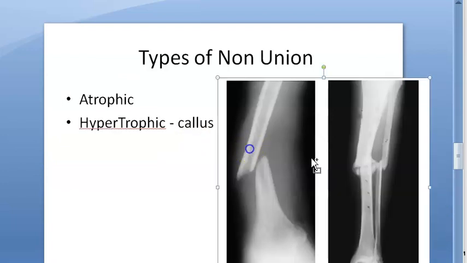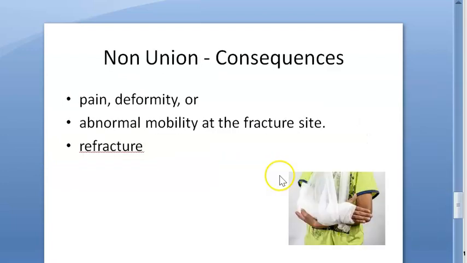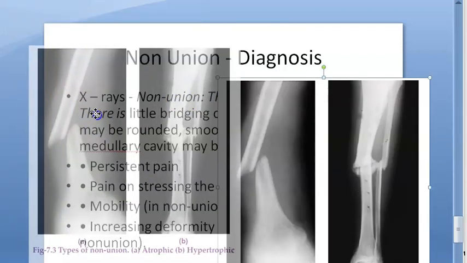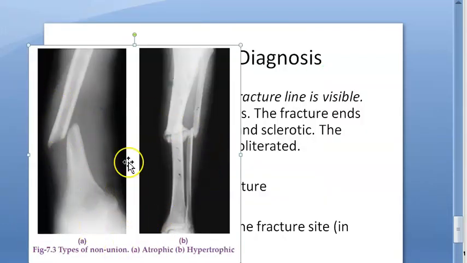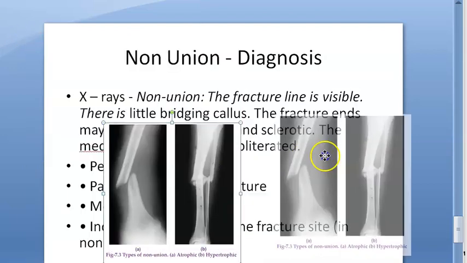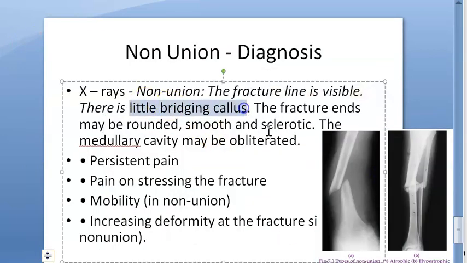Let's bring back the fracture here, X-ray here. Look at this. This is non-union. Both of these are non-union. This is the atrophic type where you can see very little callus, and here you can see a lot of callus, but it is not helping at all. This is hypertrophic. But anyways, what will you see in non-union? That there is little bridging callus. Callus is there, but the bridging callus is less. Okay, this is what you will see, and then the fracture line is visible.